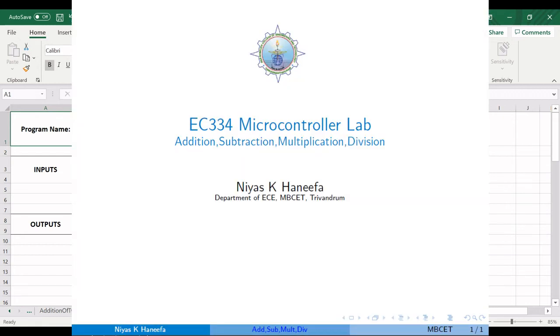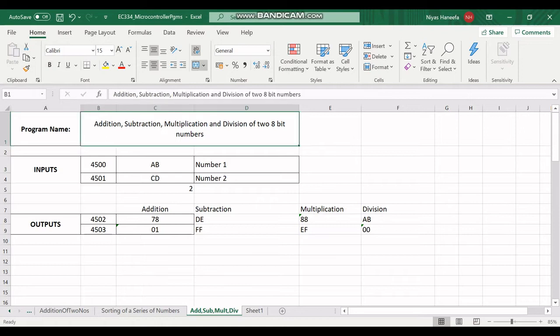Hello everyone. Today we are going to see the logic and program for the next program, which is addition, subtraction, multiplication, and division of two 8-bit numbers. Like we discussed before the starting of the program, we have to see where the inputs are defined and where the outputs are going to be defined as per our program. So this is two 8-bit numbers.